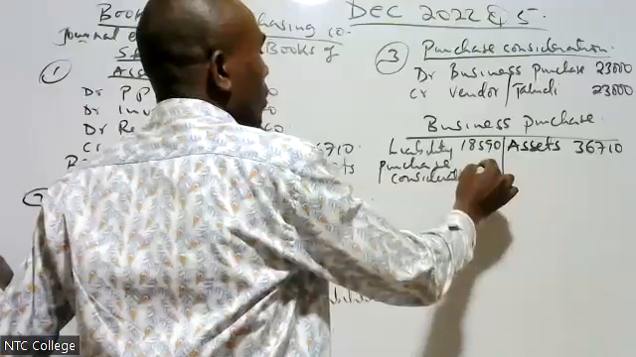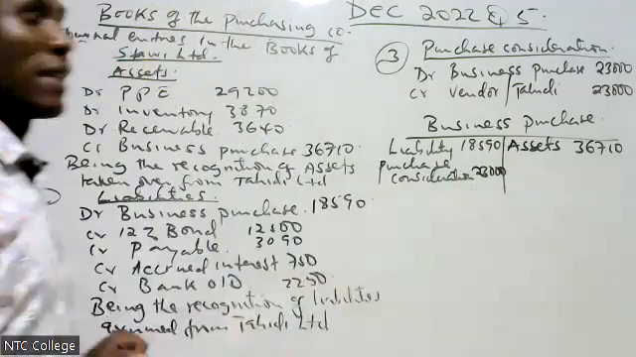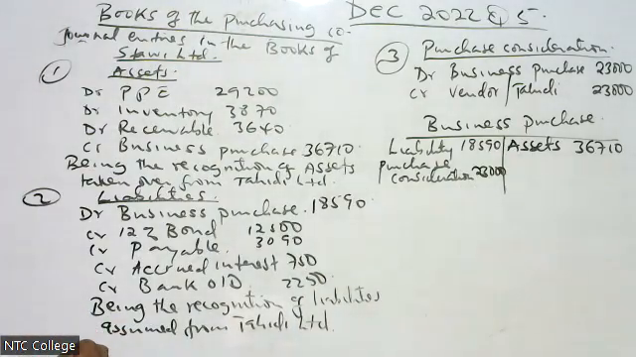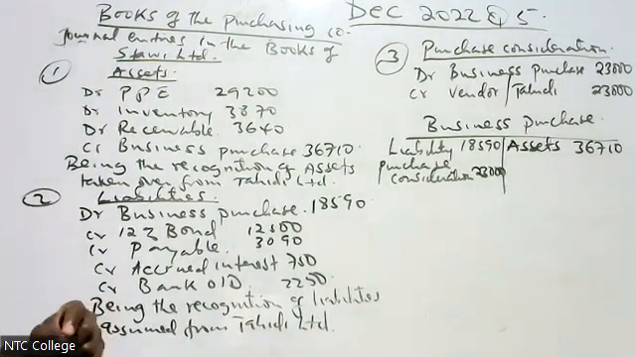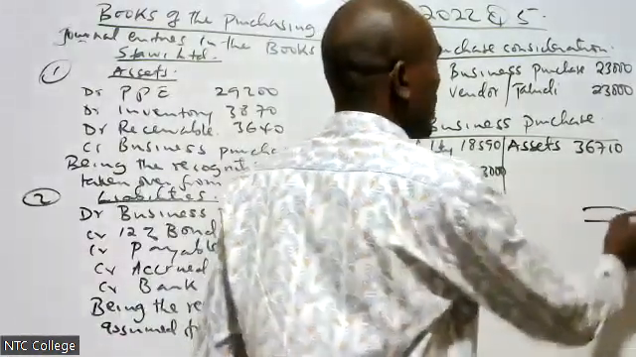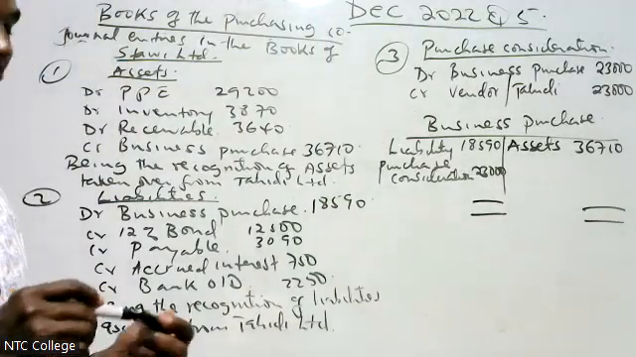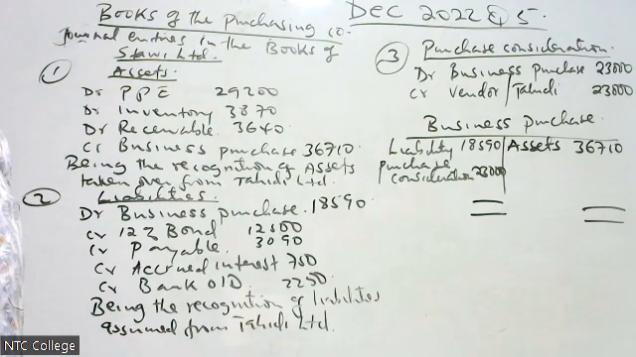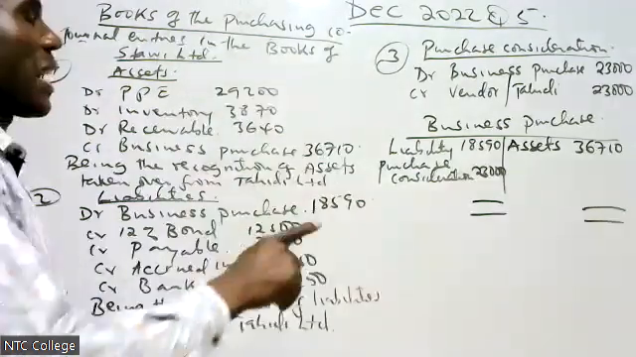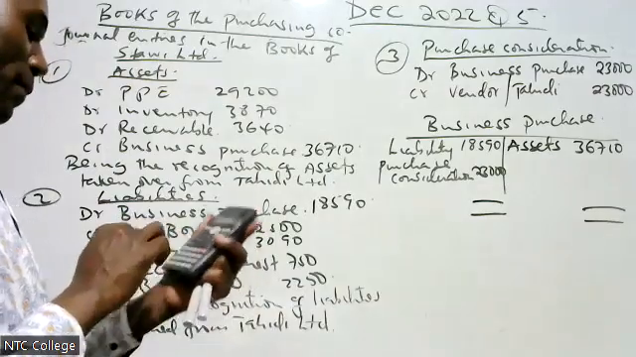Which is 23. Thereby determine: is it goodwill or capital reserve? I believe my good friend Florence, this is where you got the problem. Therefore, the balancing figure in this account will either be goodwill or capital reserve. Let's see.